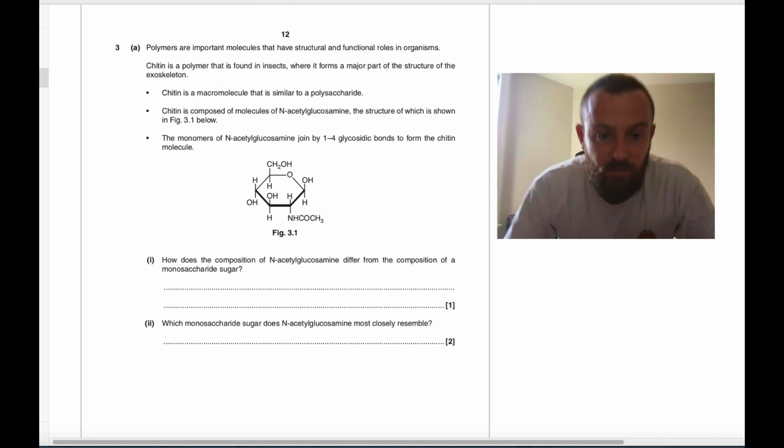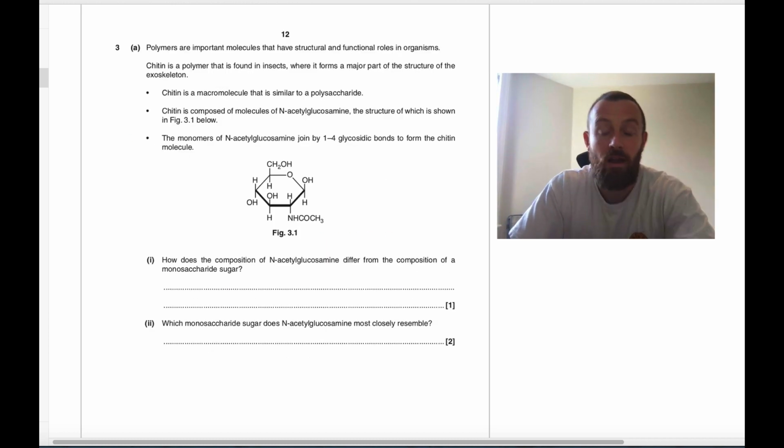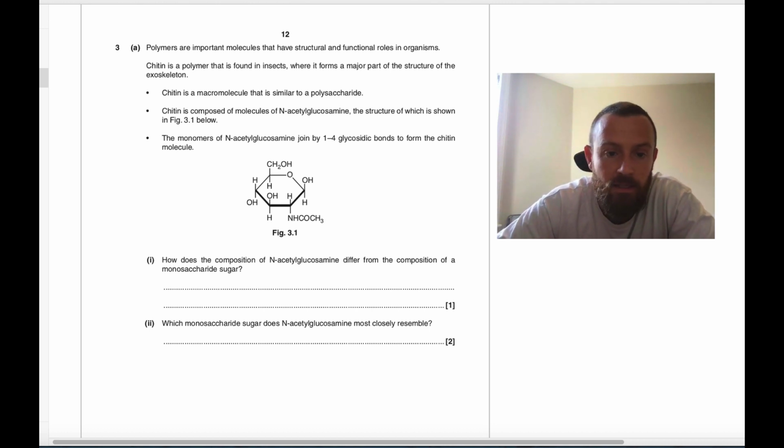Okay, question 3. Polymers are important molecules that have structural and functional roles in organisms. Chitin is a polymer that's found in insects. It's a macromolecule similar to a polysaccharide, but it's a polymer of N-acetylglucosamine, and we see the monomer below. How is it different from a monosaccharide sugar? There should be one key point you managed to identify, right here: it's the atom nitrogen, which is not present in a sugar.